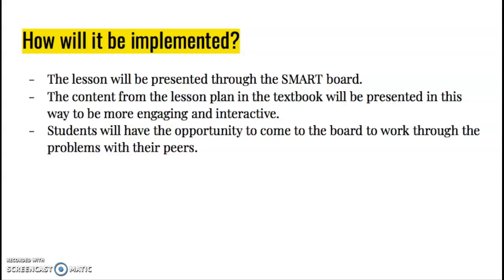The technology that I chose to integrate into my classroom is our smart board. This will be integrated into our 4th grade classroom. I'm going to be implementing a mathematics lesson by incorporating this smart board into our room. What I've done is I've taken the lesson plan from our textbook and from the student workbooks, and I'm presenting it in a more interactive and engaging way through the smart board.